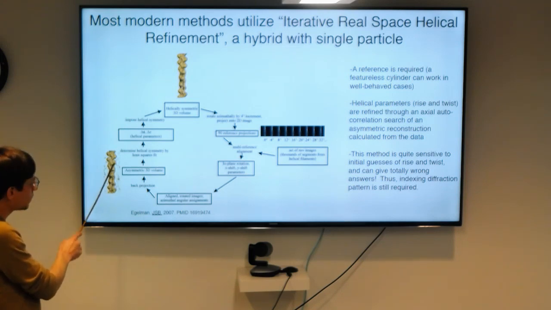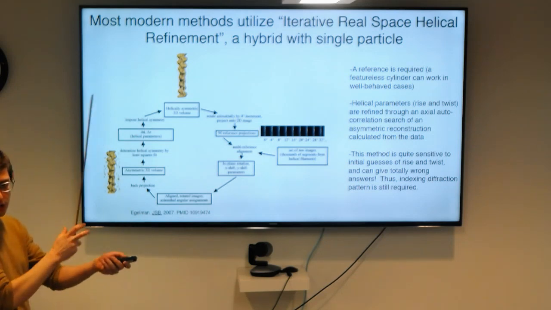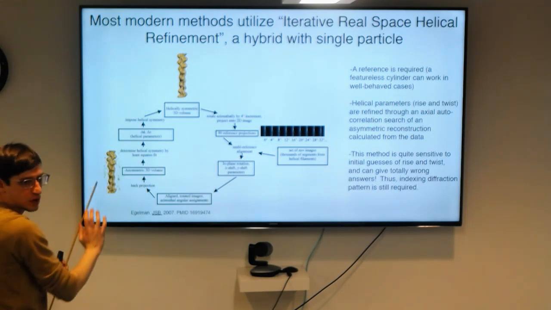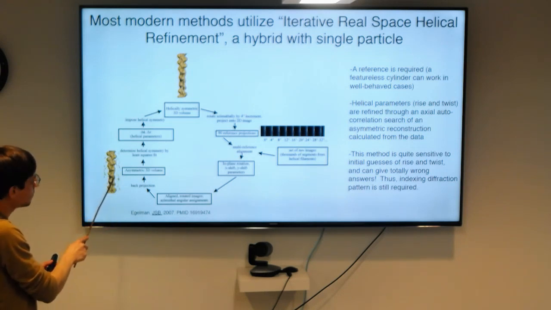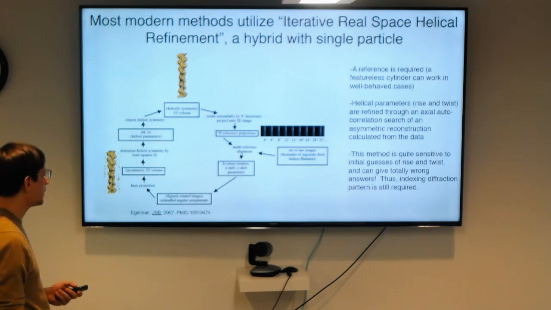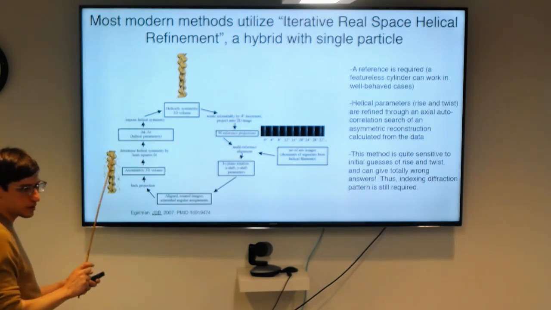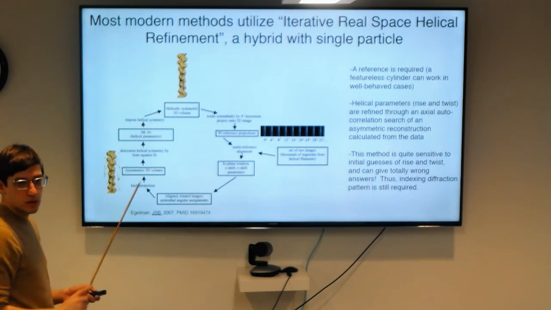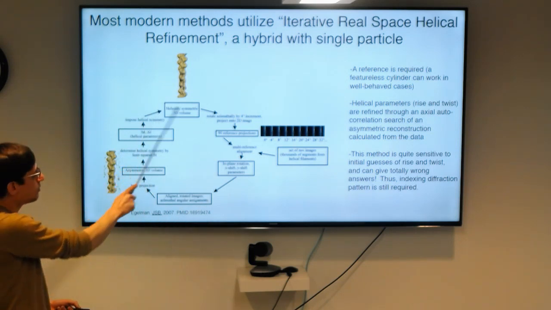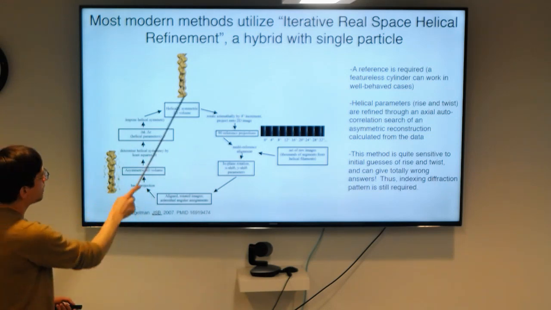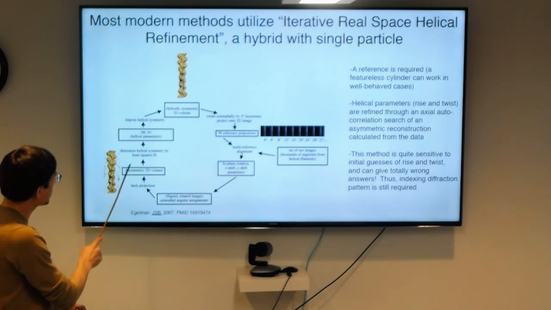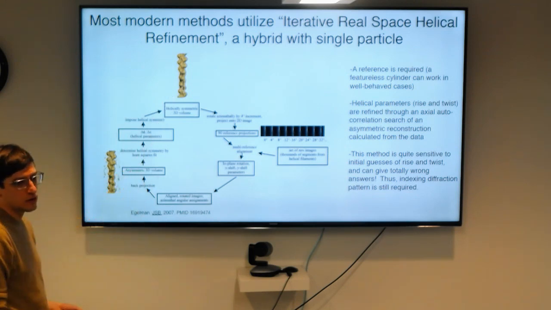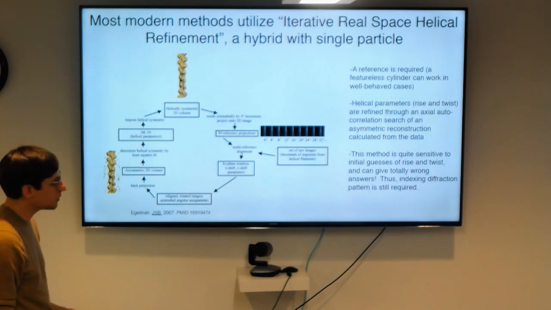So then we can do an autocorrelation search of this reconstruction with itself to try to find where those repetitive features exist. If I take this and I translate it and spin it, eventually I'll hit an orientation of this volume where it matches itself really well. And so I say, okay, because I've done a two-parameter search, that rise and that twist, I assign those as the rise and twist of my reconstruction, and then I symmetrize it and get back a helically symmetric reference. And then I repeat this procedure over and over again. By doing that, you can both refine the orientations of your particles and refine the helical parameters of your helix, because you're improving the resolution of this reconstruction as you go and improving your fit of the helical parameters.